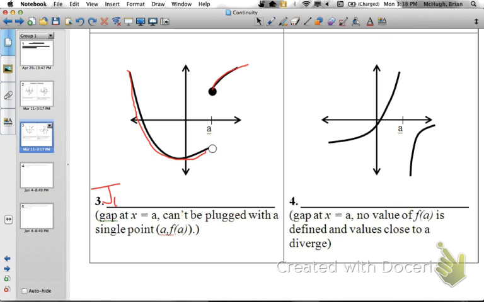We say this function has a jump discontinuity at x equals a. So we identify the type of discontinuity it is and give the location at x equals a. We can't plug in that gap. We can't connect the two parts of the function with just one single point. And that's the difference between a jump discontinuity and a removable discontinuity.